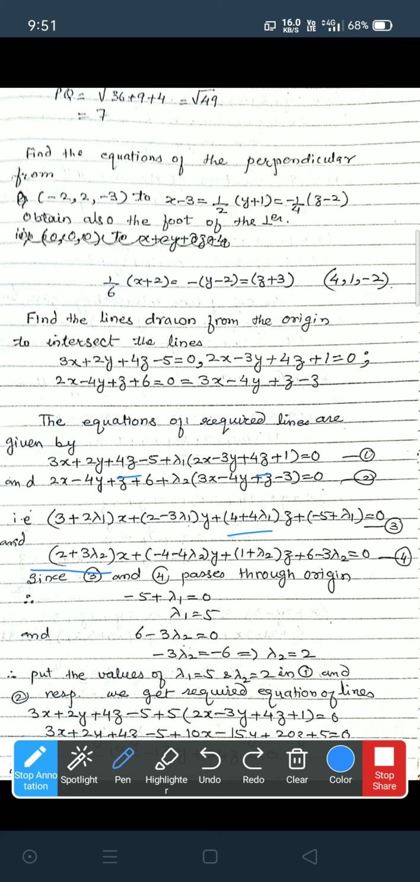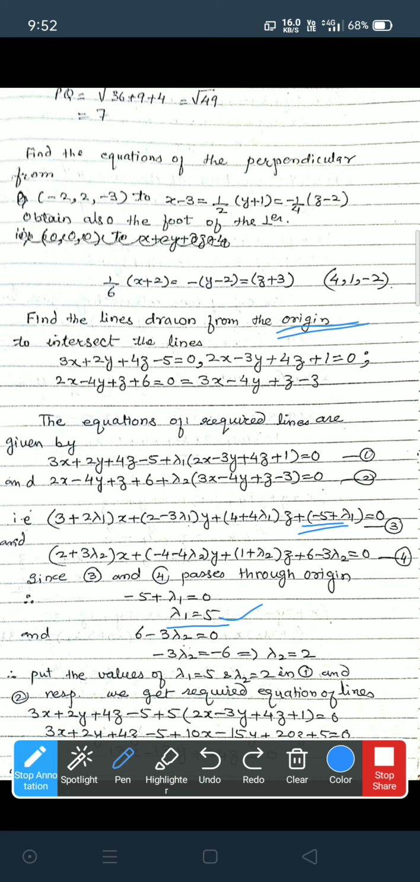Similarly for the second plane. Since these planes, denoted by 3 and 4, pass through the origin, we have been given that this passes through the origin. So minus 5 plus lambda 1 is equal to 0, that is lambda 1 is equal to 5. When these pass through the origin, the value of D in the equation of the plane becomes 0. So here the value of D is minus 5 plus lambda 1 is equal to 0, then we get lambda 1 is equal to 5.